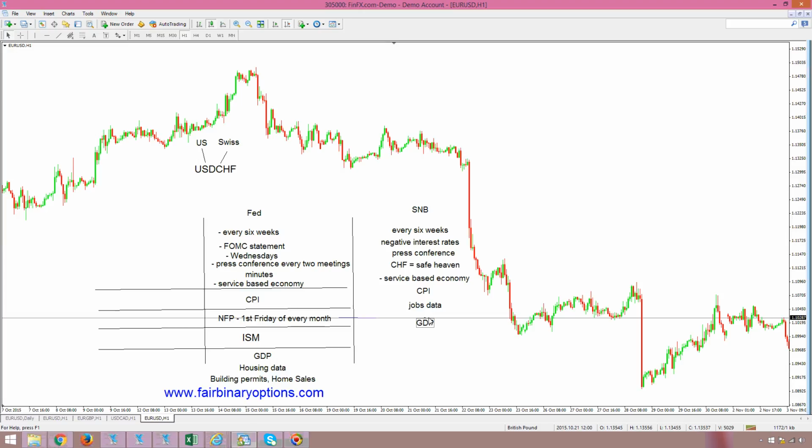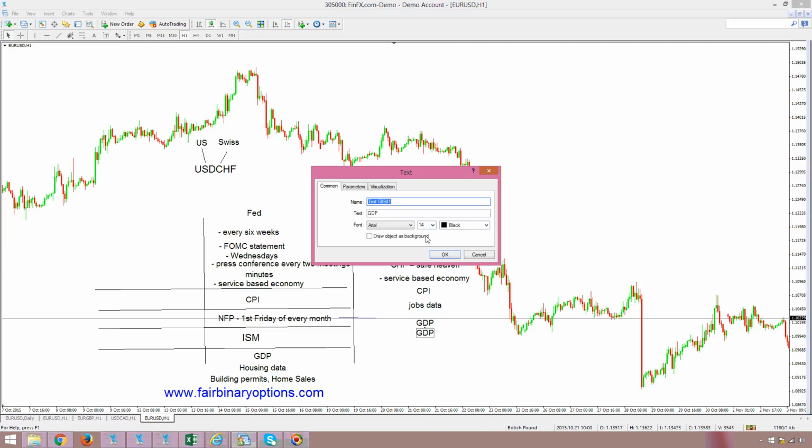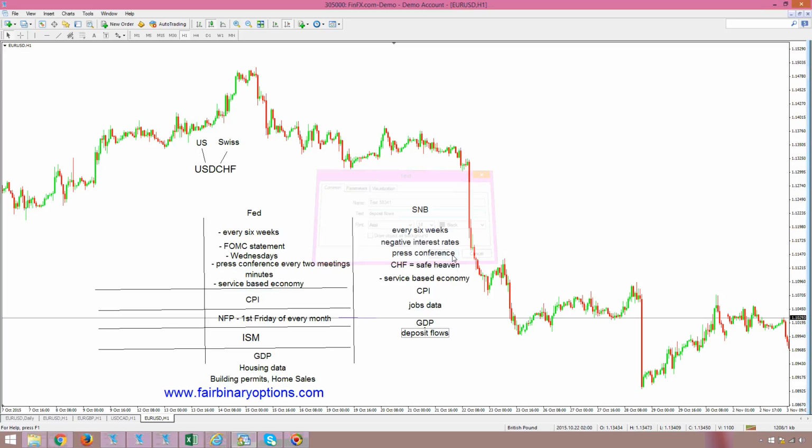GDP. And also an important thing to look for is the state. I don't know how it is being called, but it is to be found on the Forex Factory or on any economic calendar. The deposit flows. If the deposits are increasing, then it will pressure the Swiss National Bank to act at the next meeting. If the deposits are decreasing, then of course the Swiss National Bank will be forced to act in the opposite direction the next time they meet.